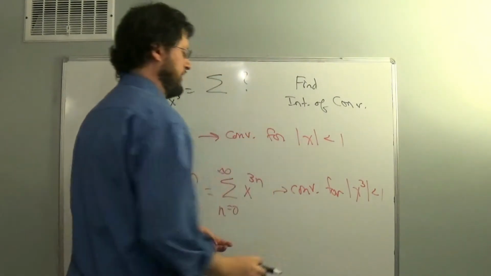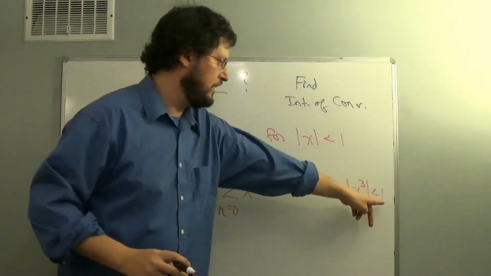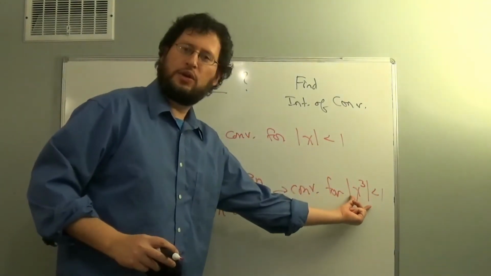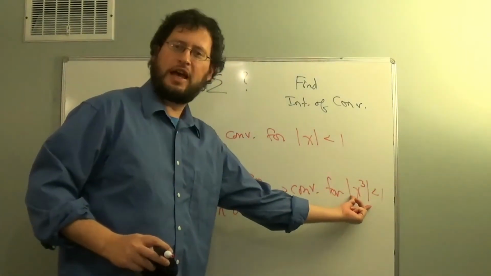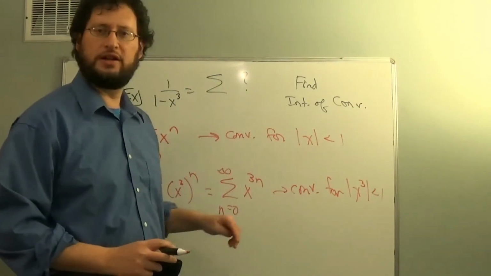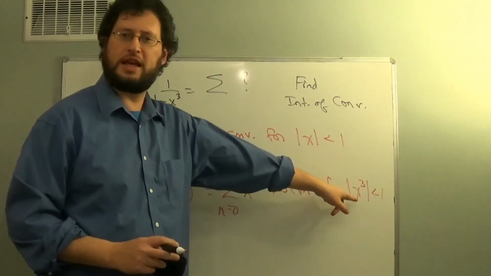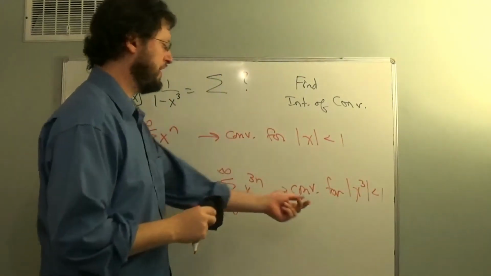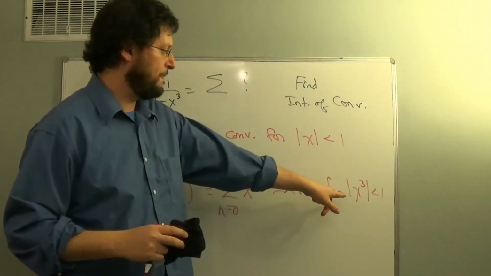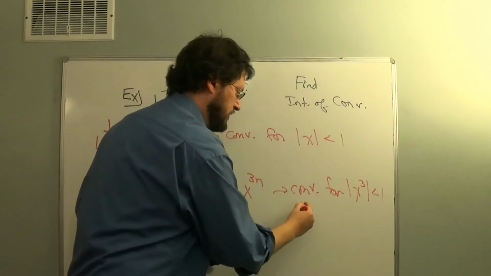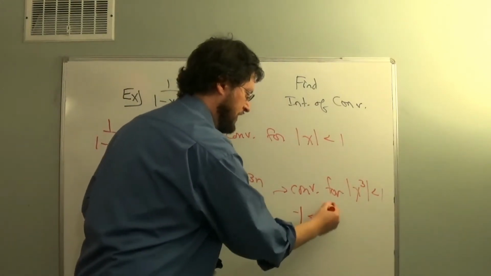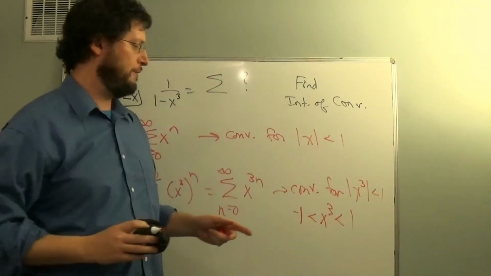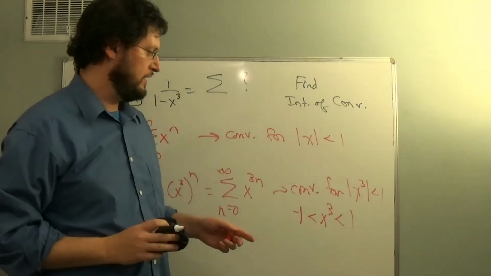Well, there are some technical issues going on here. The absolute value of x cubed is actually just x cubed, because if x is negative, x cubed is negative, and so on and so on. Well, let me say this precisely. What we really do is we're taking negative 1 less than x cubed less than 1. That's what we're looking at.